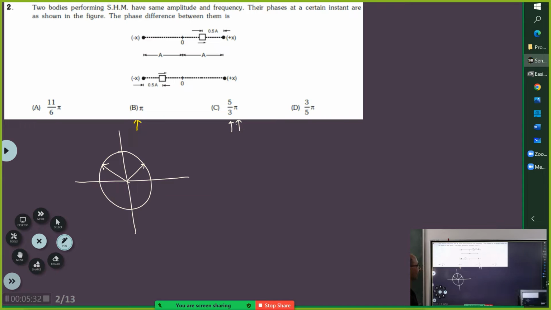If we consider the first case, it is moving towards the positive x-axis. That is why we have considered it in the first quadrant. In the second case, it is moving towards the negative x-axis. That is why we have considered the second quadrant. These two arrows are to indicate the dimension. This arrow is indicating the direction.